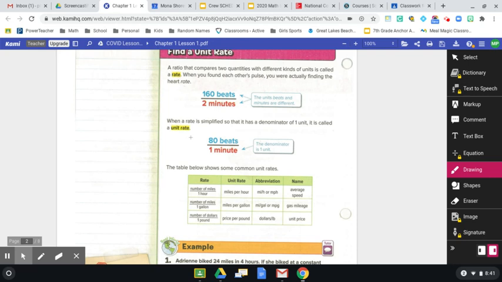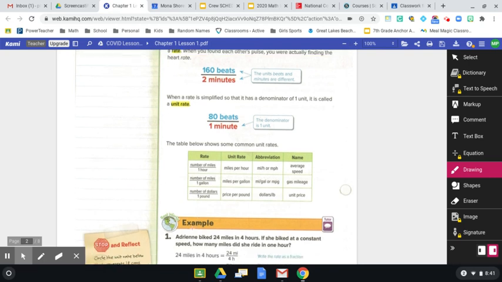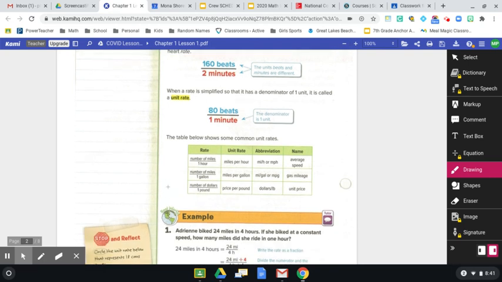Unit rate hopefully sounds familiar. You're going to find per 1. You're going to find where that denominator is 1. So if you were to take 160 beats and divide it by 2 minutes, you would find that you have 80 beats per minute. Down below in the table, it gives you some different types of unit rates that we're going to do as examples within the chapter.